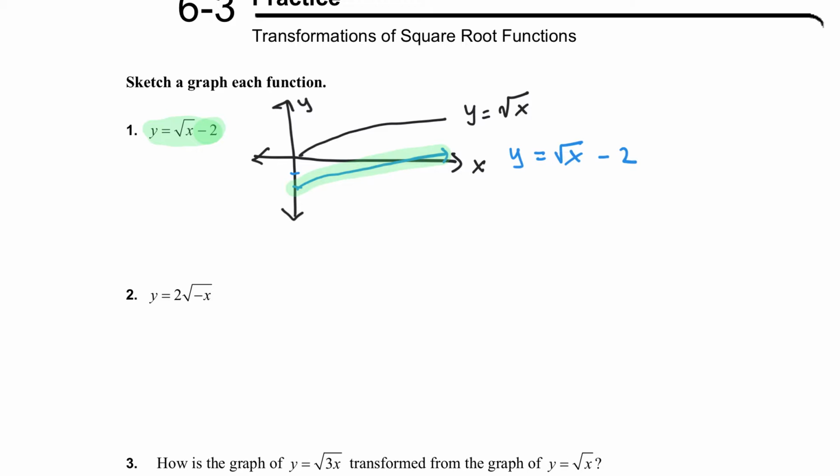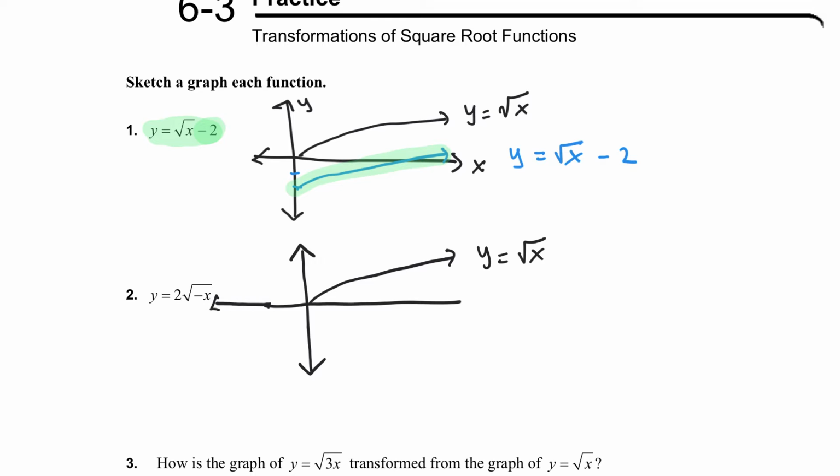For number 2, we have y equals 2 times the square root of negative x. So if I were to sketch the parent function, I know that this would be the parent function, y equals the square root of x. And I know that the negative inside the radical is going to reflect it over the y-axis, and the 2 is going to do a vertical stretch. So it would look something similar to this.